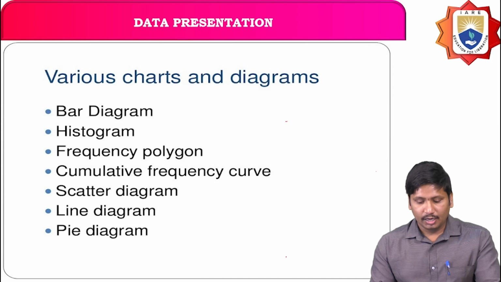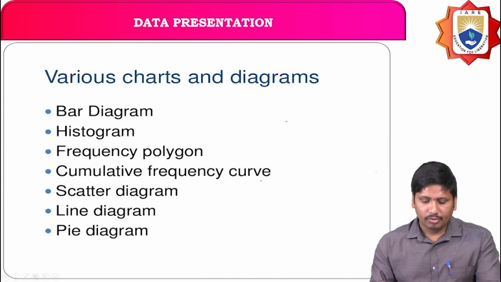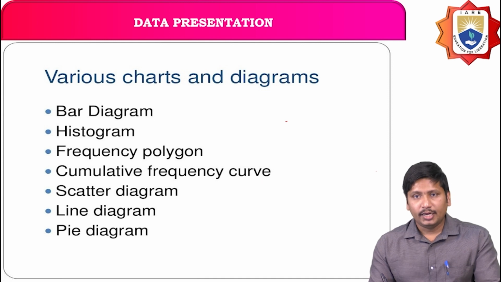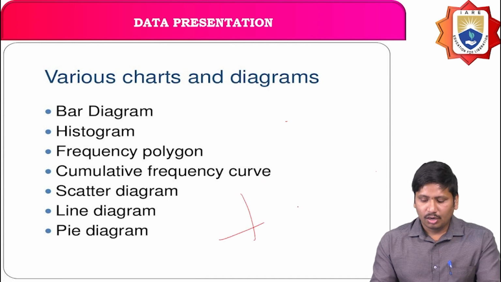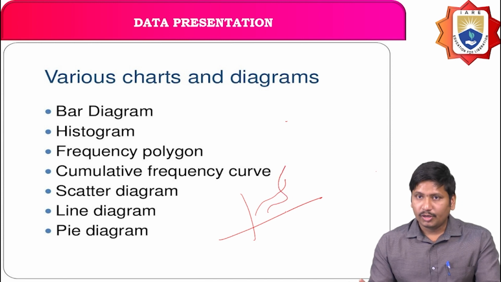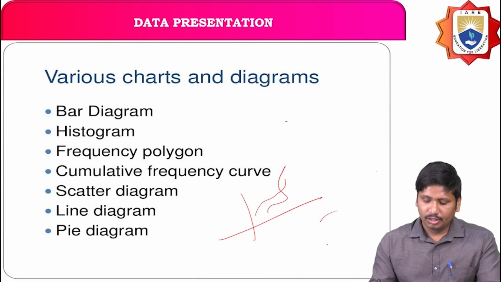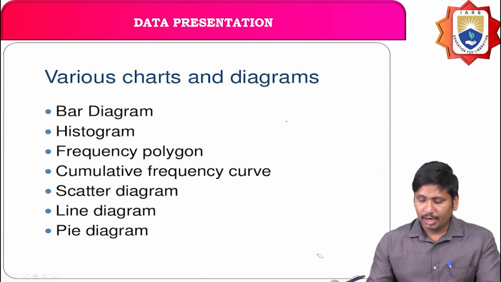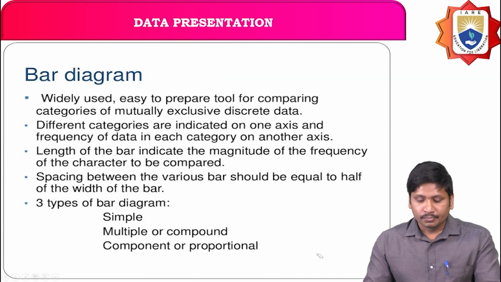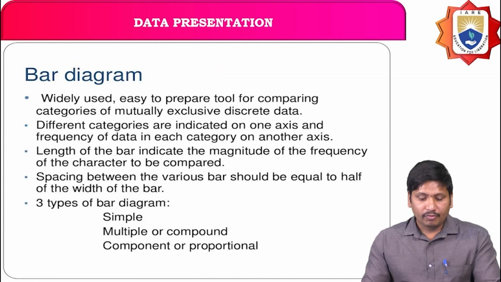And then scatter diagram. A scatter diagram is where you can represent the data in the form of dots in the diagram. And then line diagram. A line diagram is also a line graph where you can represent the data using lines. And then pie diagram, where you can split the data into different segments or parts. Let's see the bar diagram one by one.